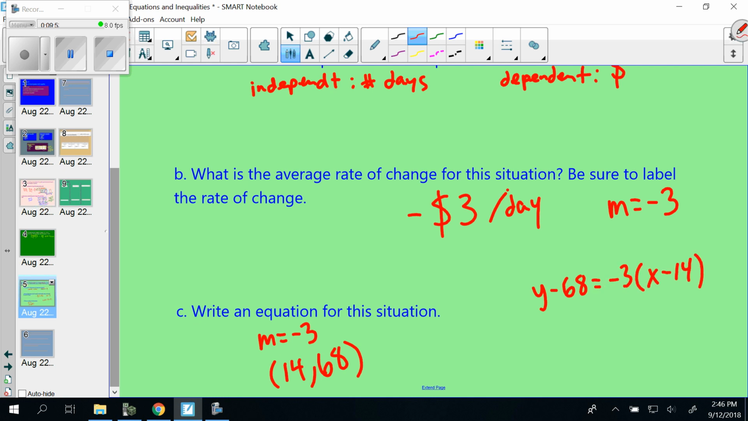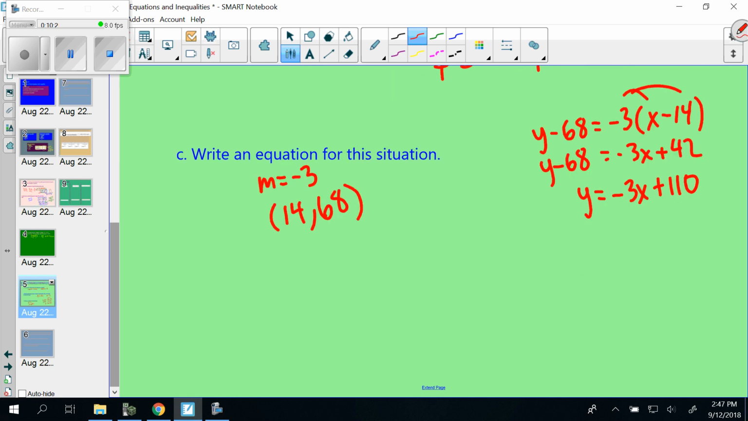So going through and doing a little math here, distribute. Negative times a negative is going to be a positive 42 here. And last step, we want to add 68 over. And so it looks like the equation we'd get would be y equals negative 3x. If we add 68, you'd get 110.